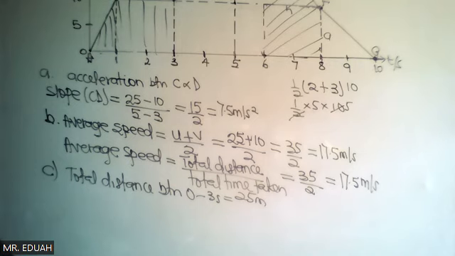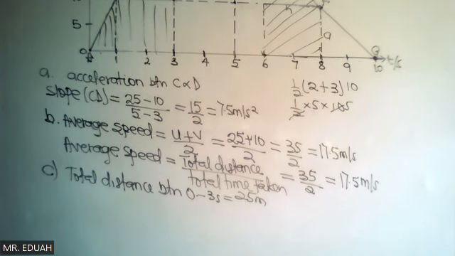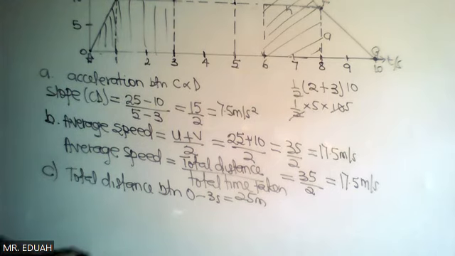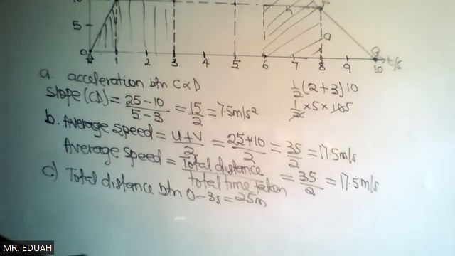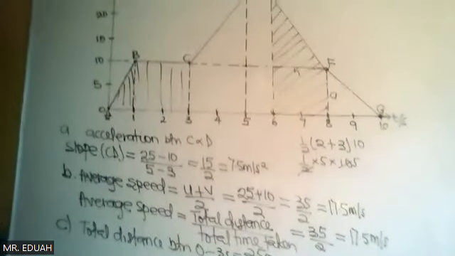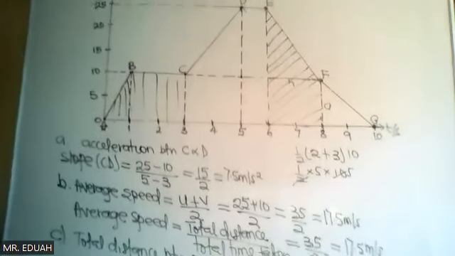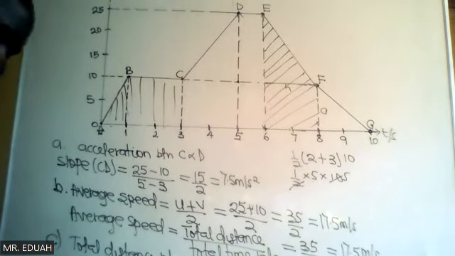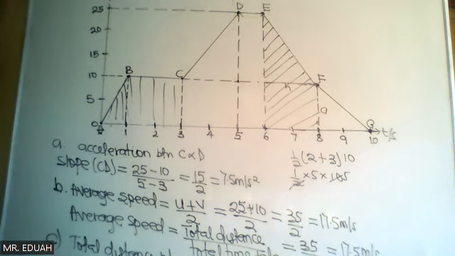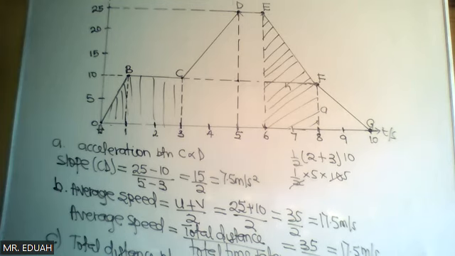Then, during which interval is the object's acceleration the greatest? Frida, during which interval is the object's acceleration the greatest? Is it AB, CD, DE, or EF? Okay, Frida, go ahead. CD. How do you know? Frida, how do you know it's CD, not AB, and not DE, and not EF? Frida, tell us why.